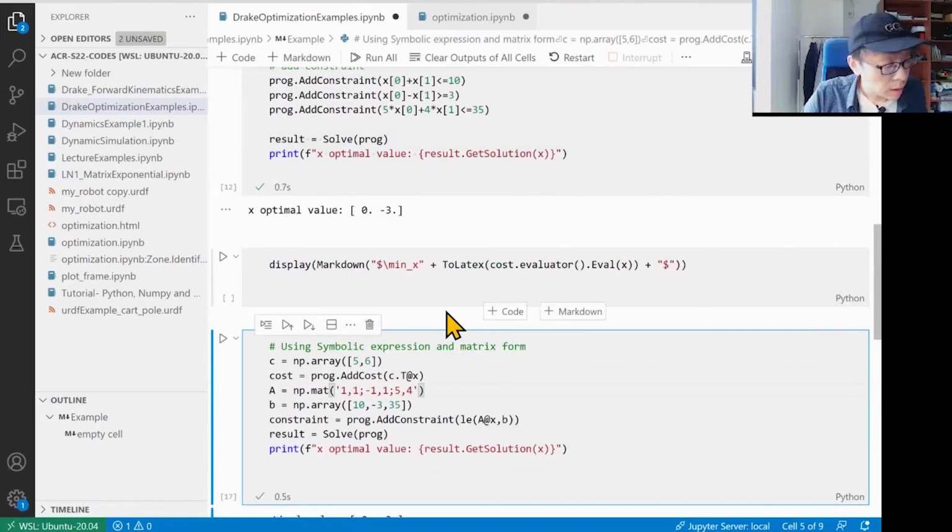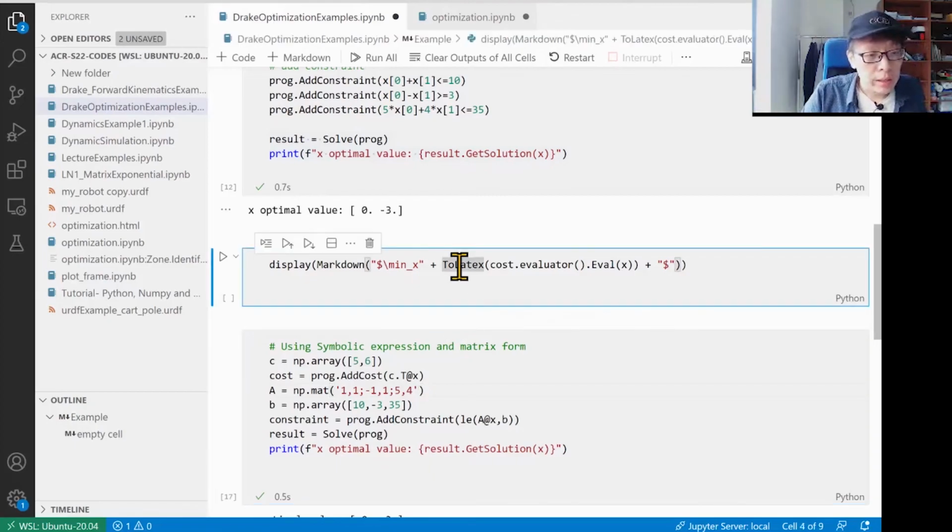Eventually, in the next lecture, I think 2 lectures from today, we will be talking about differential IK, where you need to solve a QP using Drake to design a motion controller for robotic arms. Okay, that's all for today.